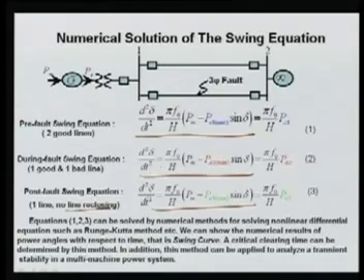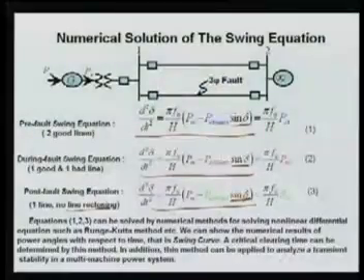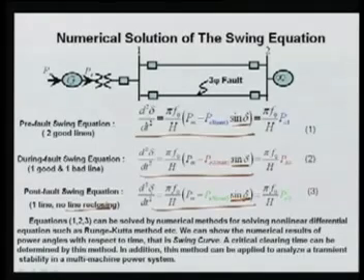They are nonlinear differential equations. Why? Because this delta here is also in the nonlinear function. So this is a nonlinear differential equation of second order, because here we have d2. It can be solved by various methods: Euler's method, trapezoidal methods, Runge-Kutta methods. We can show the numerical results of the power angles with respect to time, that is, the swing curve. The critical clearing time can be determined by this method.